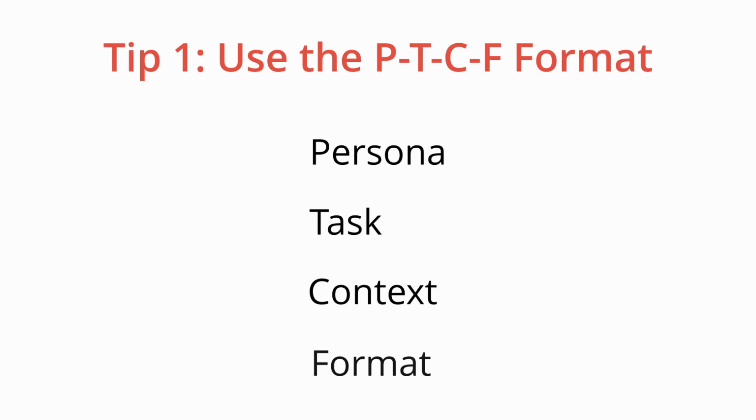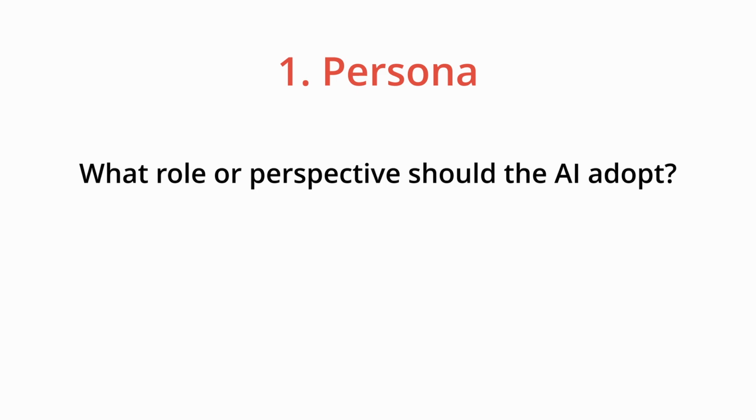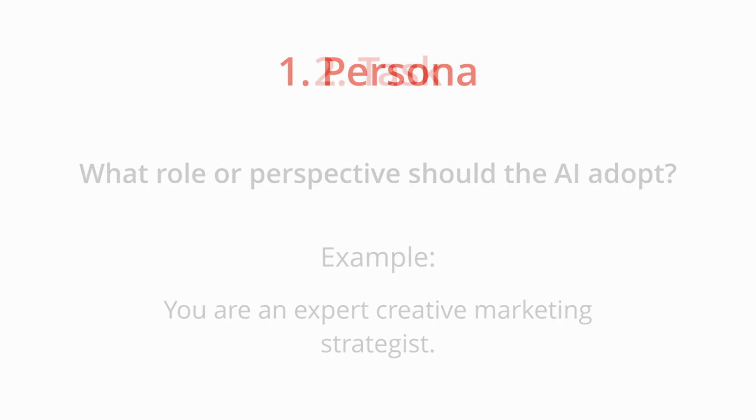Tip 1. Use the PTCF format: persona, task, context, and format. This format is the best format for writing quality prompts. Persona is the role or perspective that you want the AI to adopt when it's performing the task that you give it. Giving the AI a role or a persona helps it better understand what you're looking for and what context to view the task under.